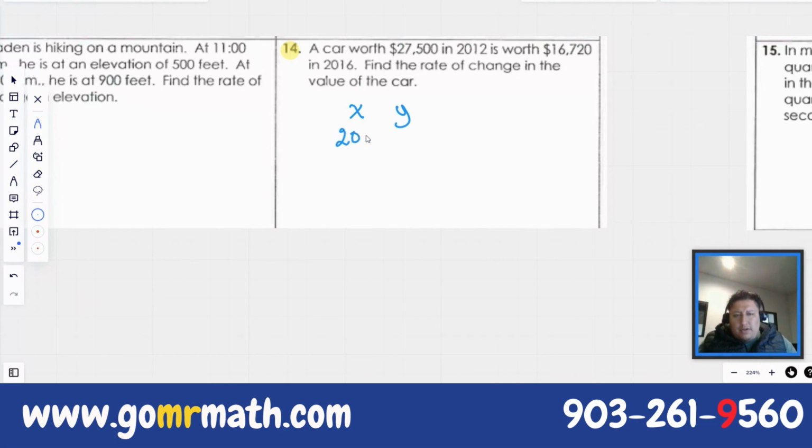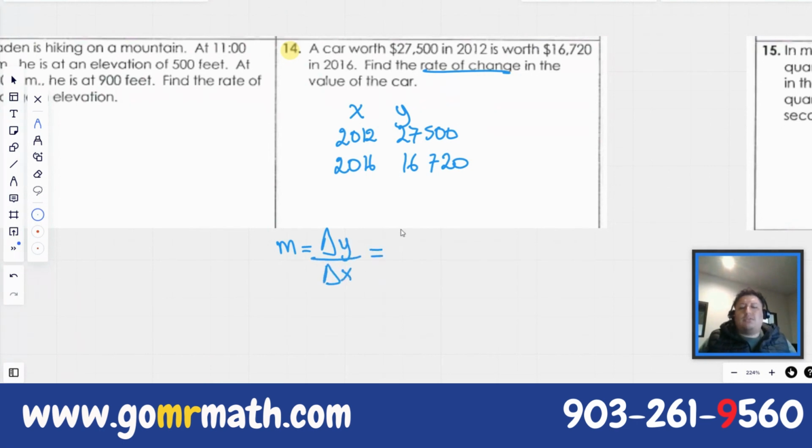So we're going from 2012, time is increasing to 2016, but what happened with the values? First value is 27,500, and the second value is $16,720, which is making sense, right? It's making sense that the more time, the less worth, or the less value for the car. So again, the rate of change, one more time, is the same as the slope. In order to calculate the slope, we calculate the differential on y divided by the differential on x, or also called the change on y divided by the change on x.